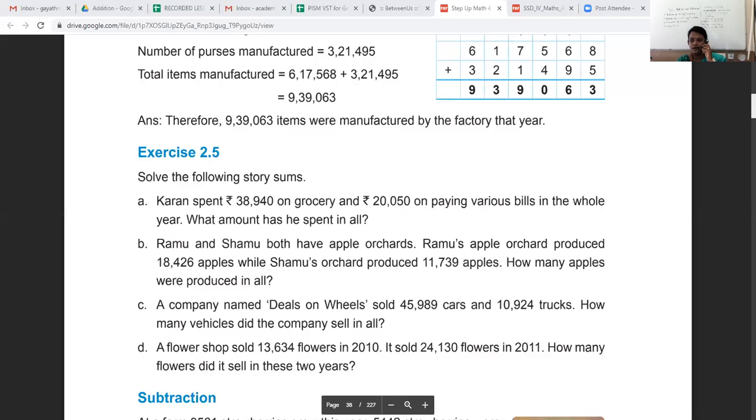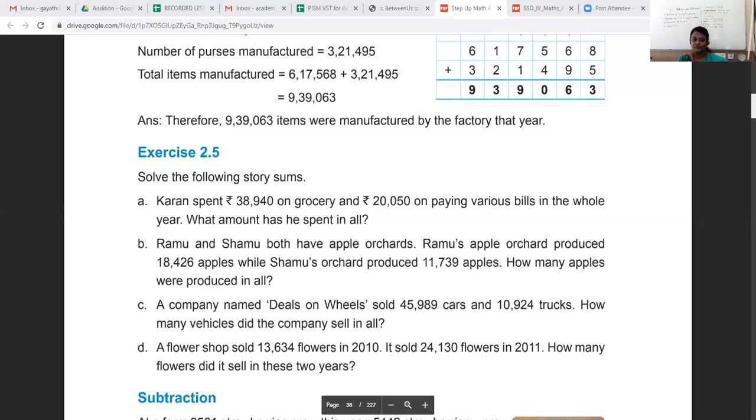Now, let us learn how to solve story sums on addition. So here is an example to introduce addition of numbers. 3 tankers carried 25,340 litres of petrol, 22,850 litres of diesel, and 8,695 litres of oil. How many litres of liquid did the 3 tankers carry in all?